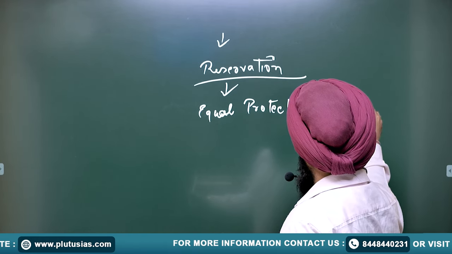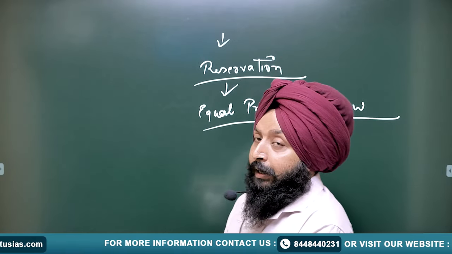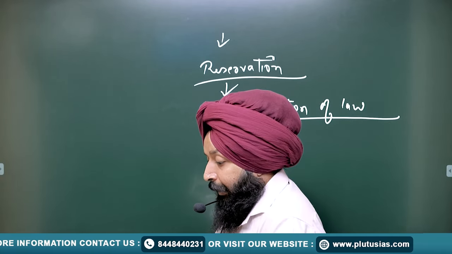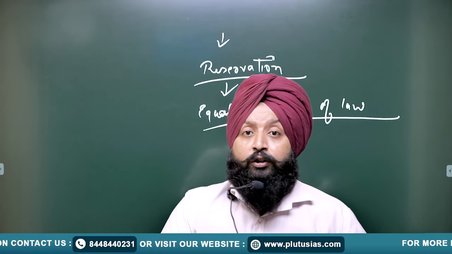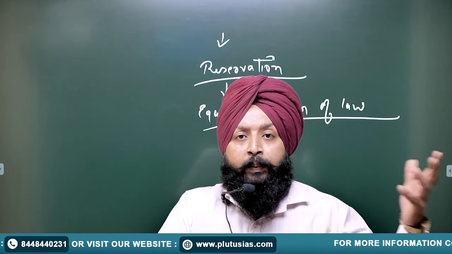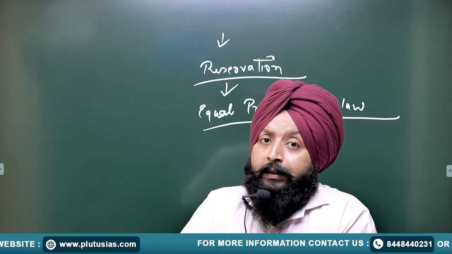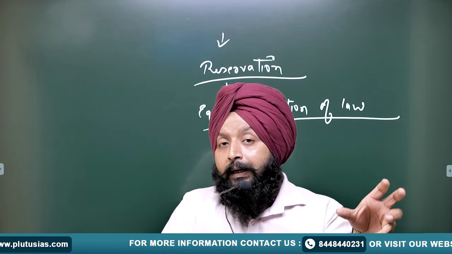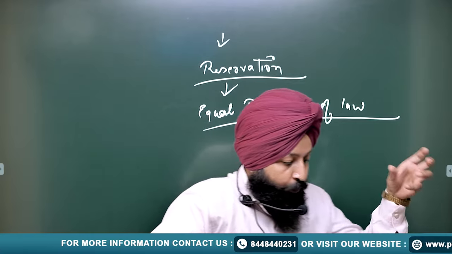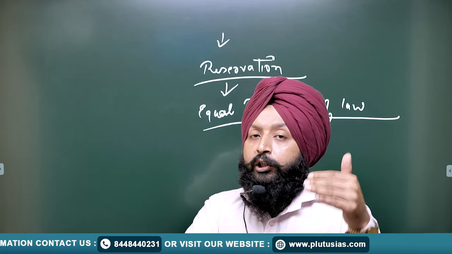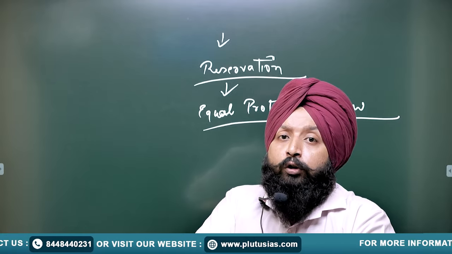That means people who are socially at a disadvantageous position. Reasons can be any. It could be historical reasons. It could be some sort of political reasons. But the fact of the matter is, certain people or certain classes or certain sections or certain groups of people in our country are at a disadvantageous position as compared to the rest of the people.